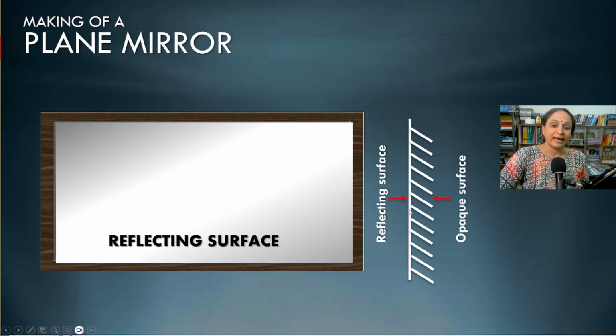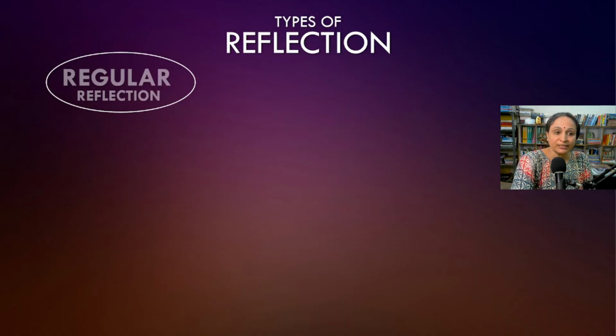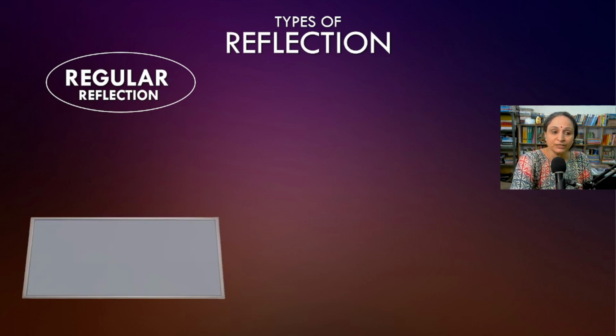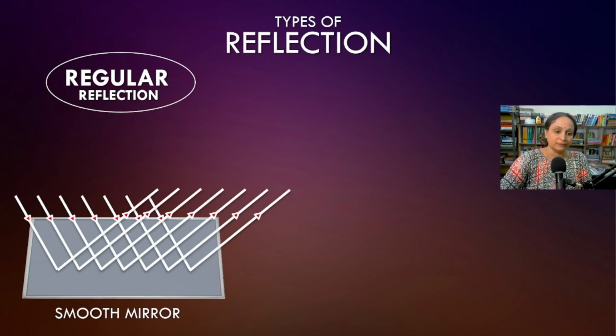Okay, now one side the surface is reflecting, the other side it is opaque. That means the light cannot pass through the mirror, it gets reflected, right? Okay, now the types of reflection, if we talk about, it is called as the regular reflection, that happens from a smooth mirror.